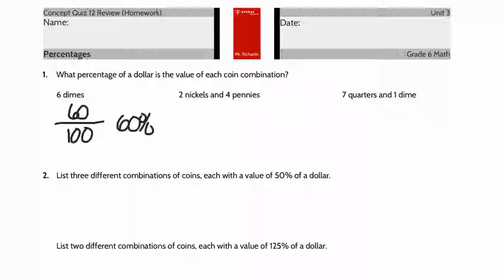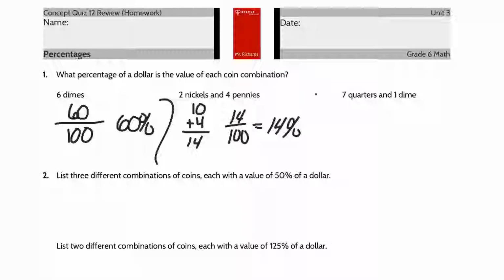2 nickels are worth 10 cents. 4 pennies are worth 4 cents. And so I have a total of 14 cents. If I put that 14 over 100 now, for 14 cents out of 100, this is going to be 14%.